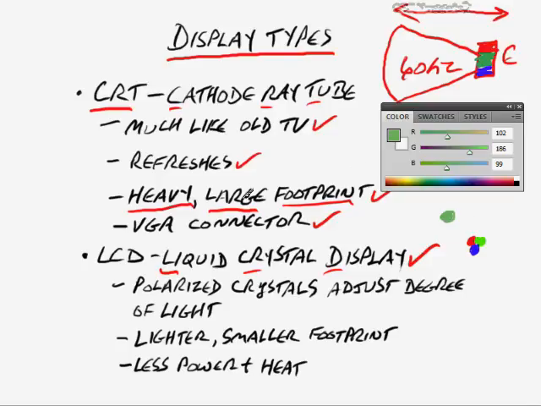Well, both the CRT and the LCD pretty much do the same thing. They will adjust the combination of red, green, and blue to give you some different kind of a color, or some kind of a purple, or whatever it is that you want to have.